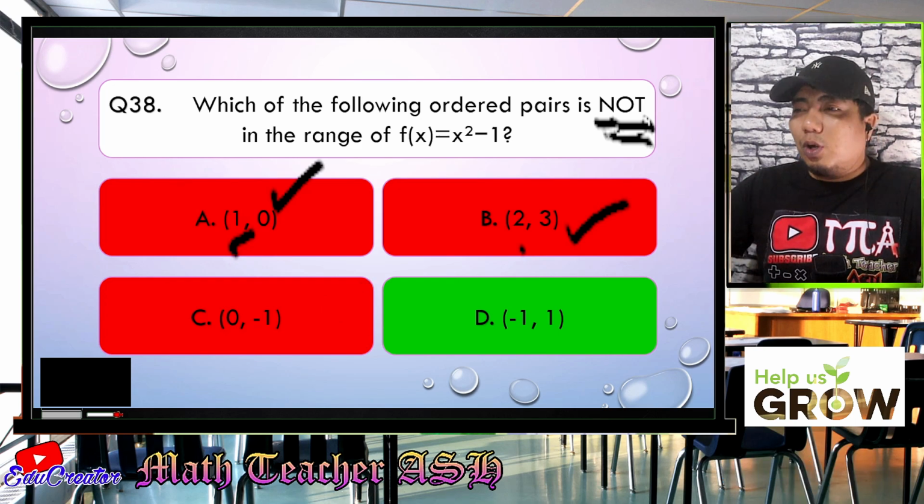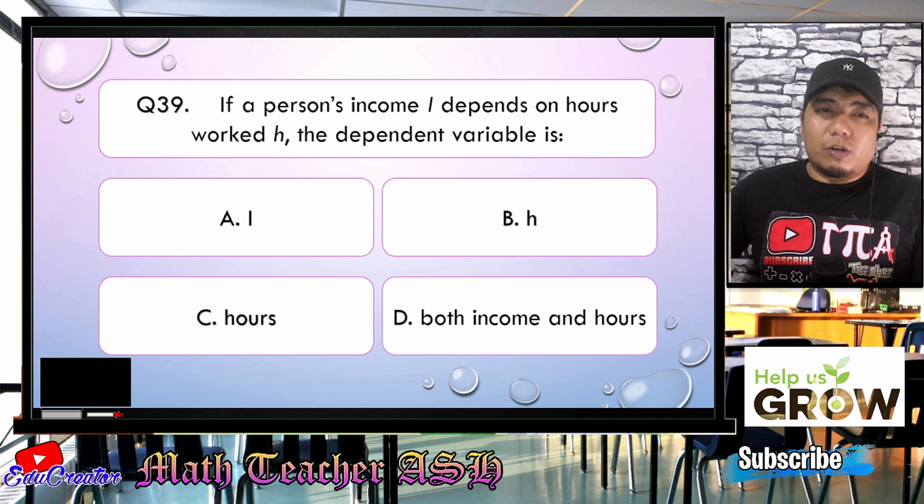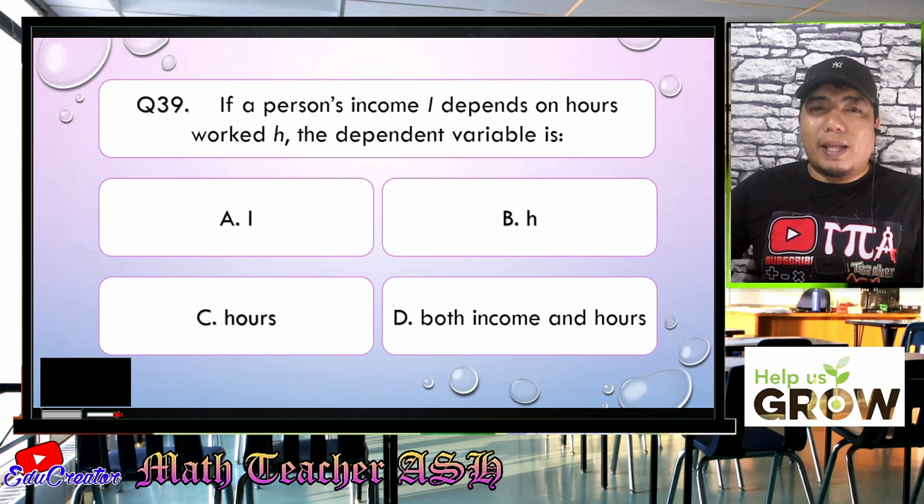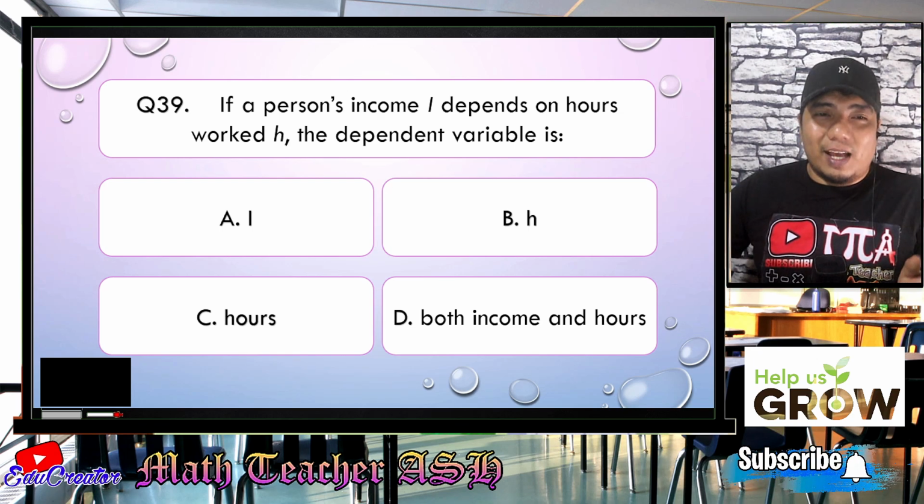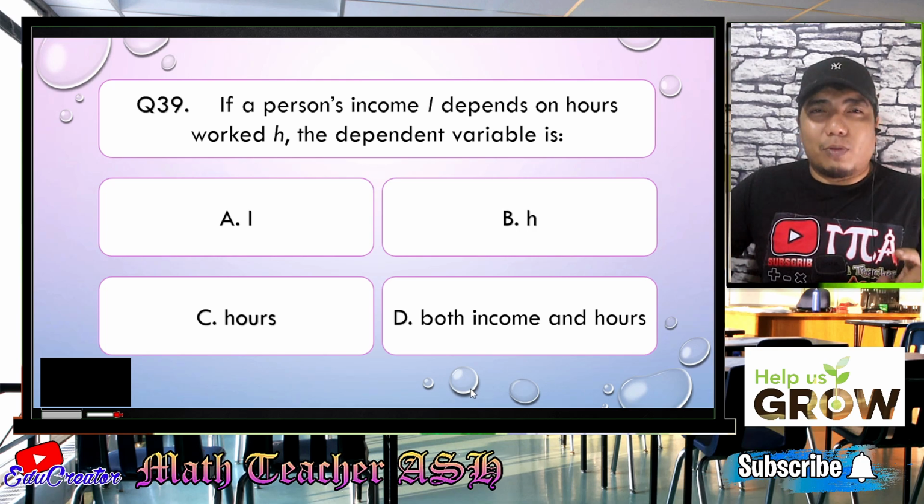So now let us go to question number 39. If a person's income I depends on hours worked H, the dependent variable is it A, I, B, H, C, hours, D, both income and hours? I'll give you 5 seconds to think about your answer.